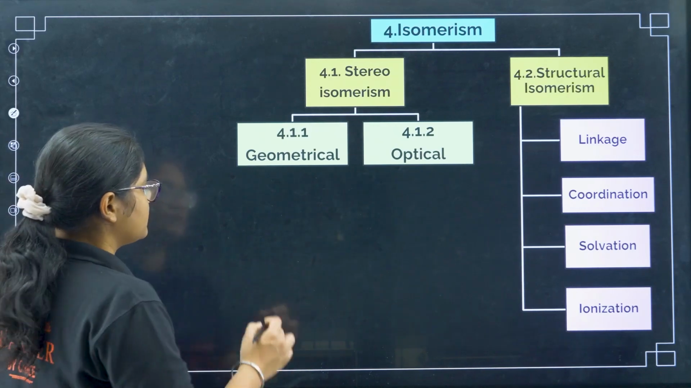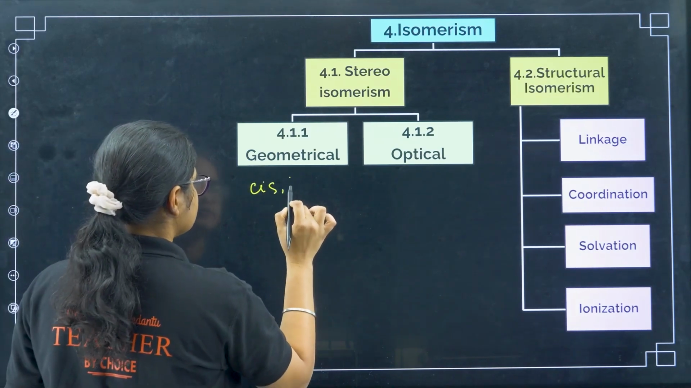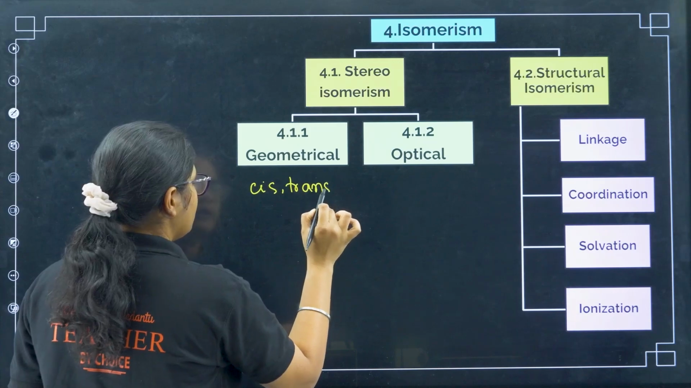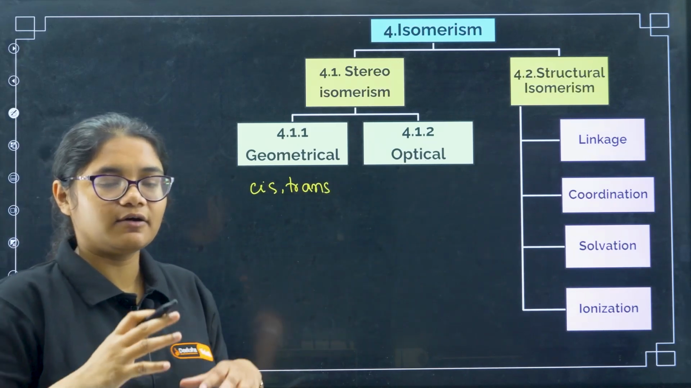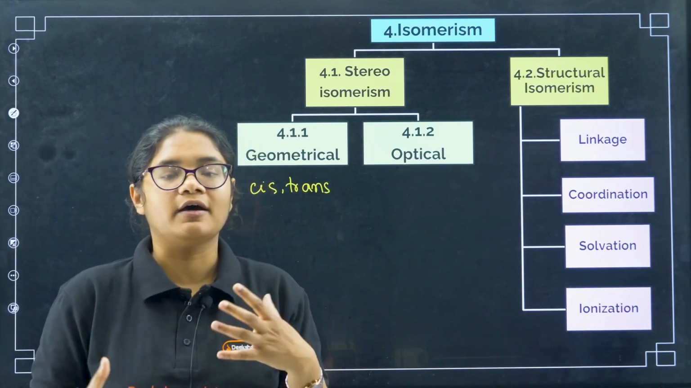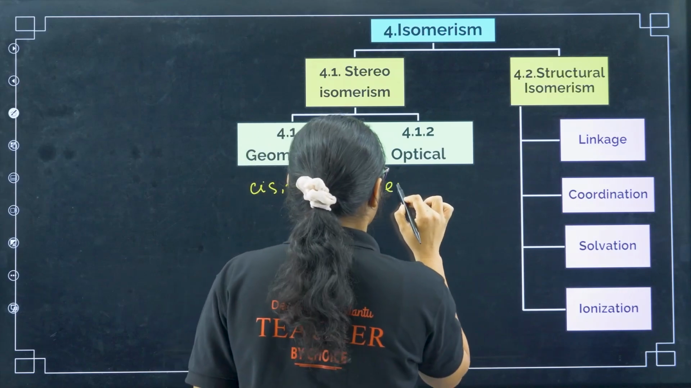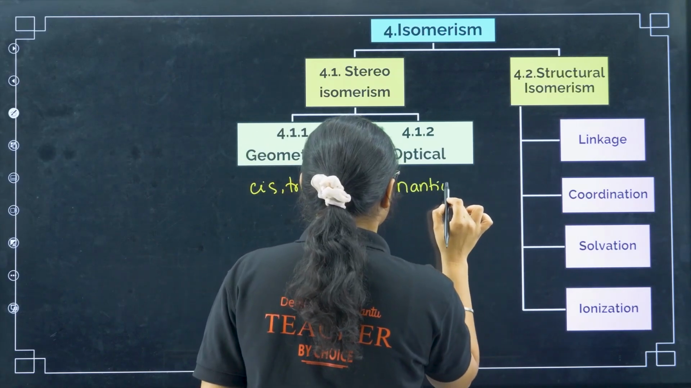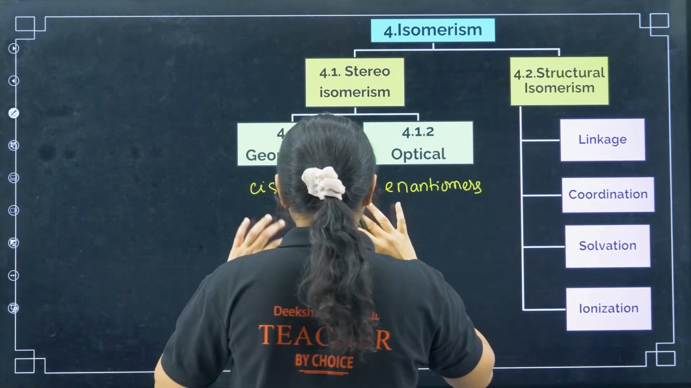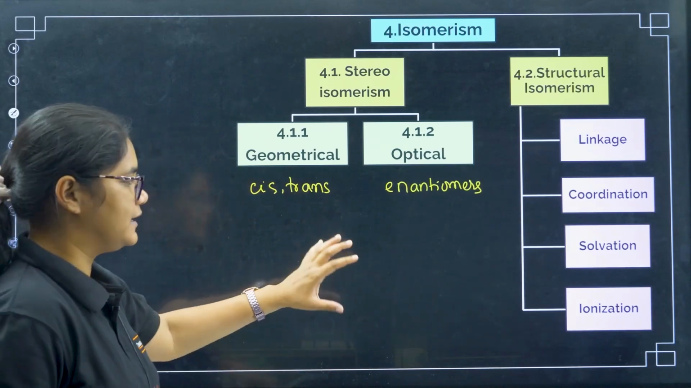Now geometrical isomerism is generally your cis and trans forms. Okay, and optical isomerism means, generally we are talking about enantiomers. Okay, so it might be a little difficult, we will understand it in detail.